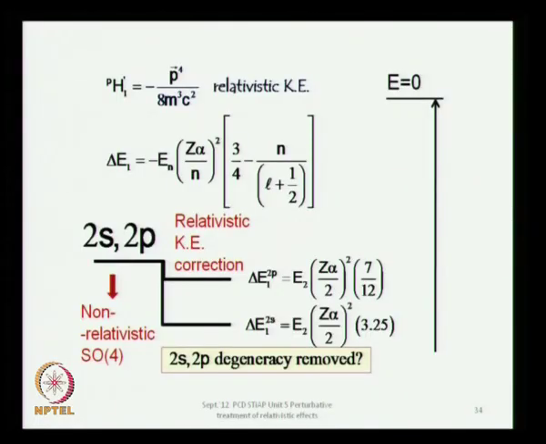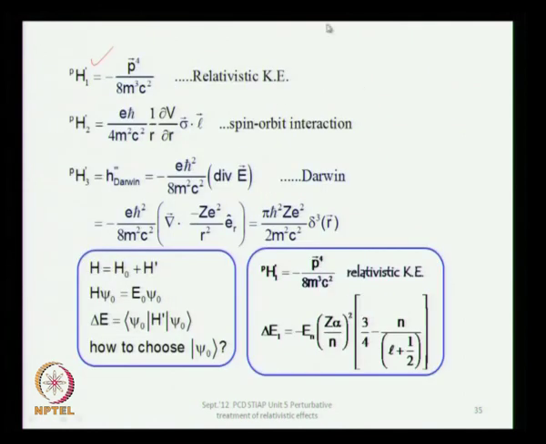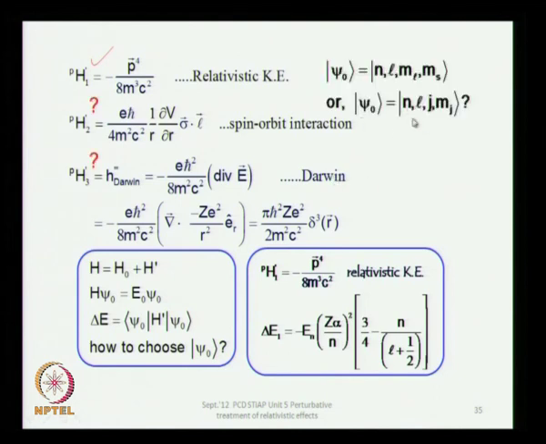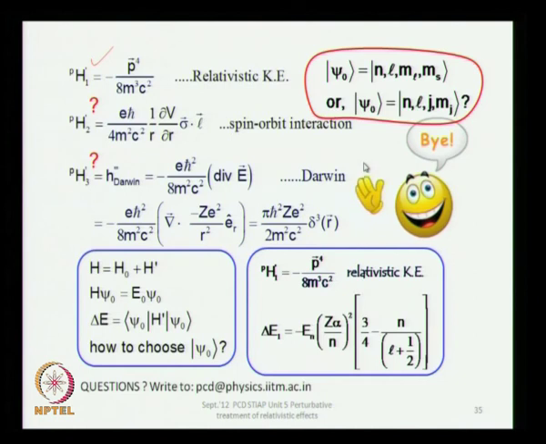I am going to stop here for today. The 2s 2p degeneracy is not actually removed yet because of the other corrections, which I will be discussing in tomorrow's class. Today we considered the first perturbative correction, which is the relativistic kinetic energy correction. We also have to do the spin orbit interaction correction and the Darwin term. And the question which is going to be raised again is, when you deal with these two perturbations, which will be an appropriate set? Will you use n, l, m_l, m_s or would you use n, l, j, m_j? Okay. I will leave you with these questions and stop here for today.